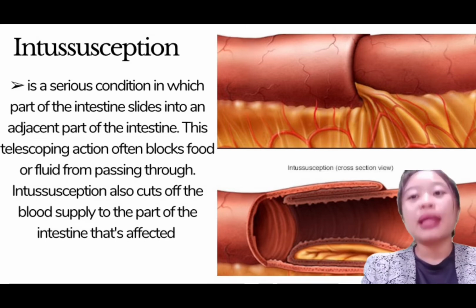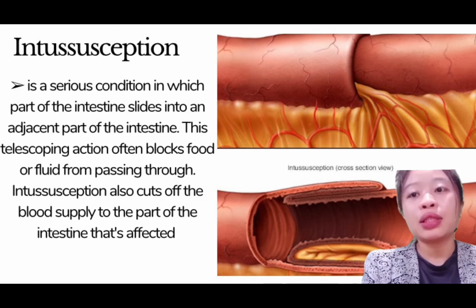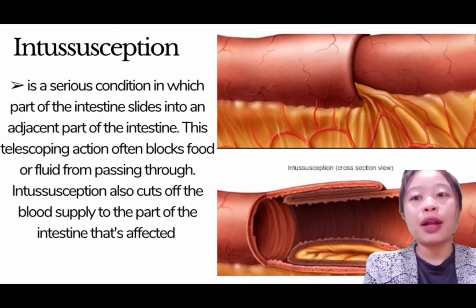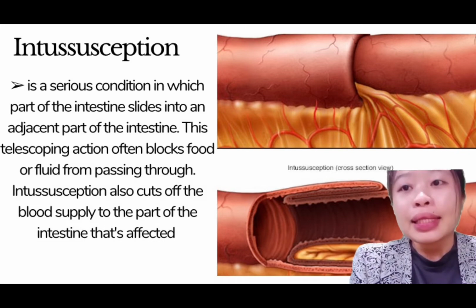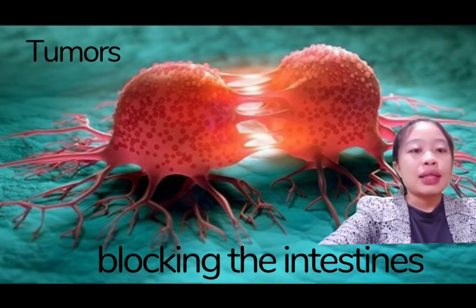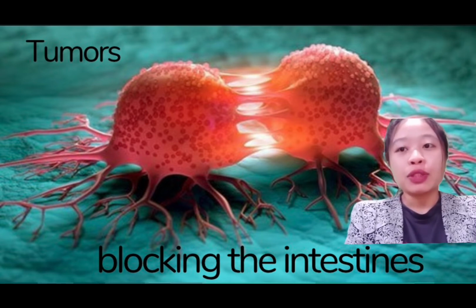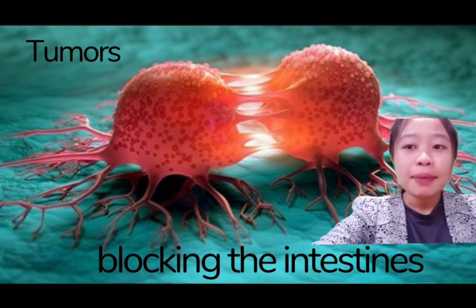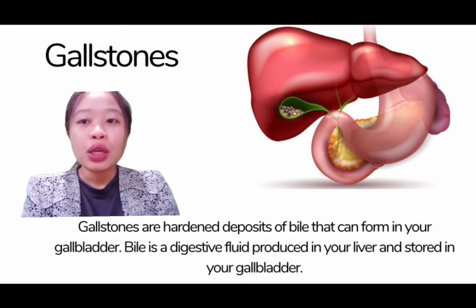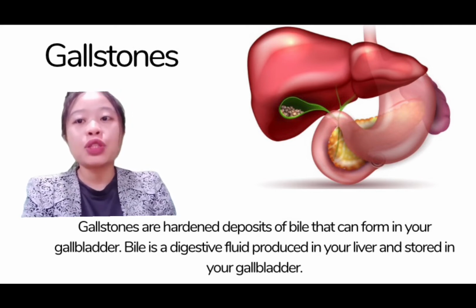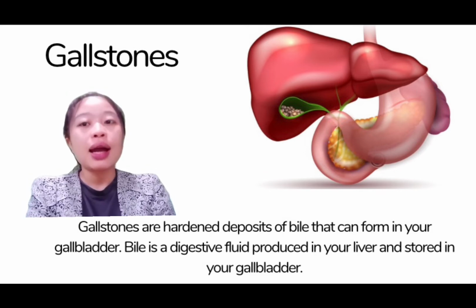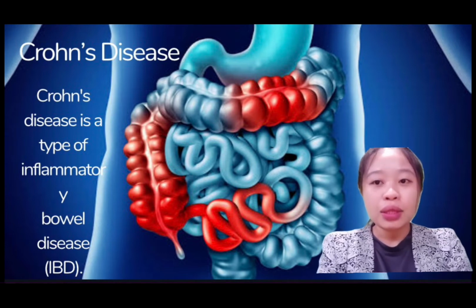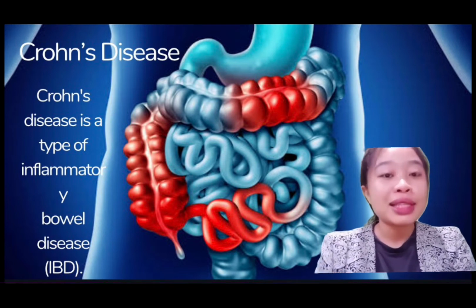Next, intussusception. This is a serious condition in which part of the intestine slides into an adjacent part of the intestine. Next is tumors, which can block the intestines. And gallstones, the hardened deposits of bile that can form in your gallbladder. And the last is Crohn's disease, a type of inflammatory bowel disease.